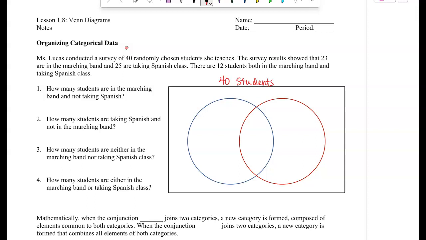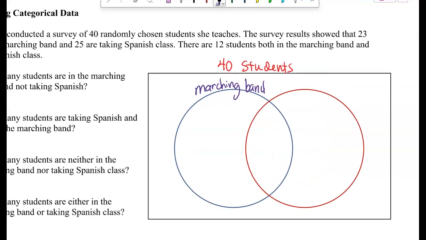Then she made the following comments. She said 23 are in marching band. Okay? So 23 are in marching band. Let's see if I can get this thing to move. This thing was mean earlier. Here we go. So we have our marching band. How many students are supposed to be in marching band? 23. Right now, that blue circle, purple circle, whatever you want to call it, is going to be marching band.